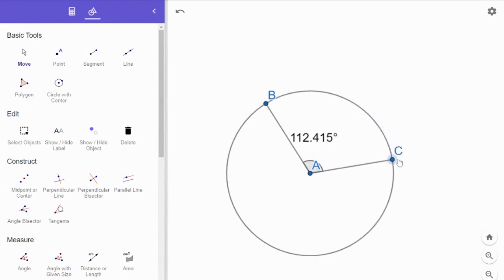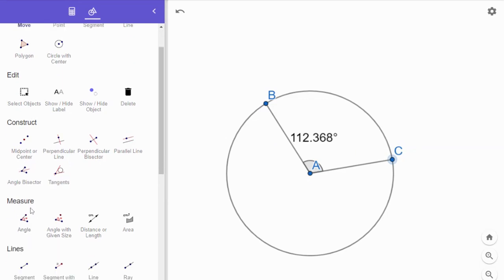Okay, and we can continue to see that unfold here. Central angle is the same as the measure of the arc. So again, we are going to have to draw in the radii and use the measure angle tool.